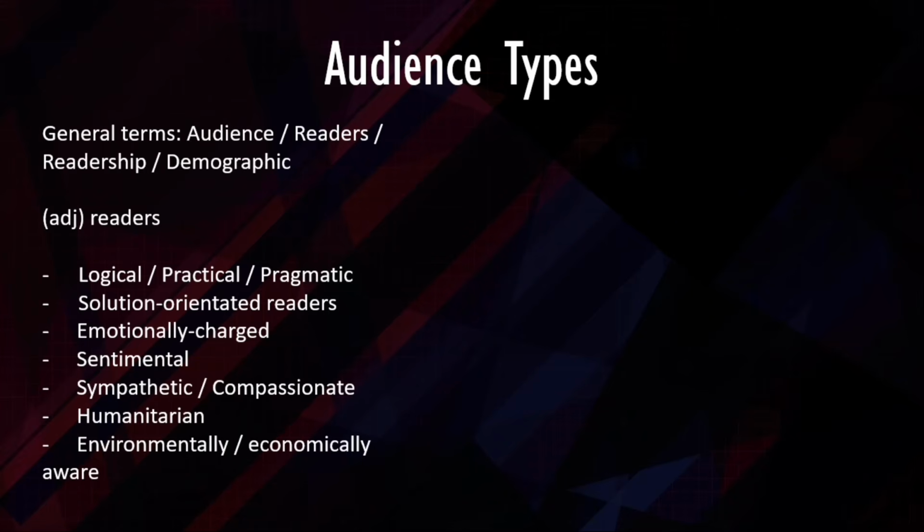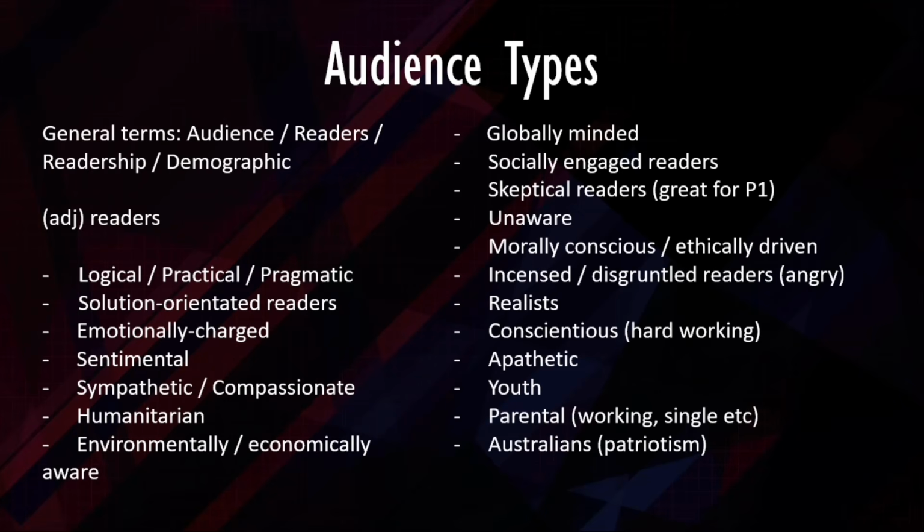Here are some examples. So logical readers, emotionally charged readers, sentimental readers, humanitarian readers, so readers who care about human welfare, and some other ones here as well. And one thing that you can play around with is a lot of these audience types can be associated with particular paragraphs. For example, remember in paragraph 1 how we talked about credibility? Well, what is that credibility targeted towards? Well, it's targeted towards skeptical readers, because at the start of any piece, there's going to be skeptics. So that's why the author has to establish their credibility.